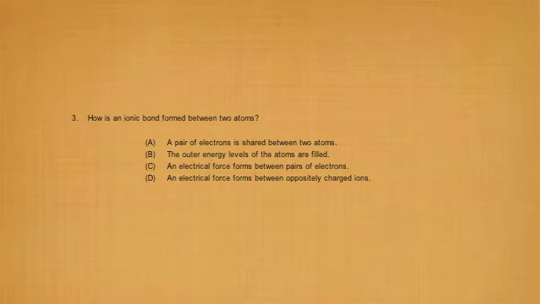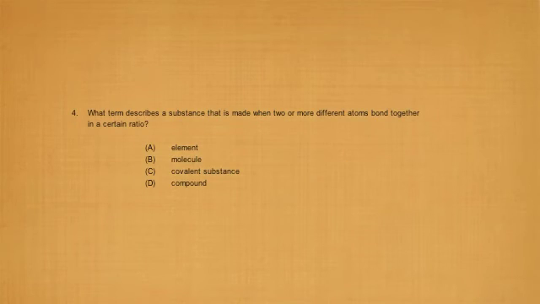So the correct answer here would be option D, which says the ionic bond formed between two atoms is because of an electrical force that forms between oppositely charged ions. And this is how an ionic bond is formed between two atoms. Now moving on to our fourth question, which says what term describes a substance that is made when two or more different atoms bond together in a certain ratio.